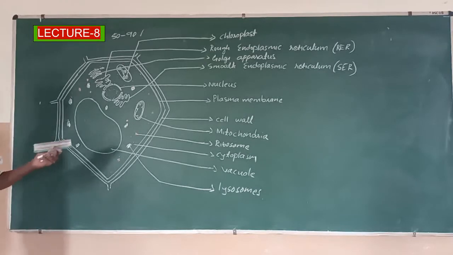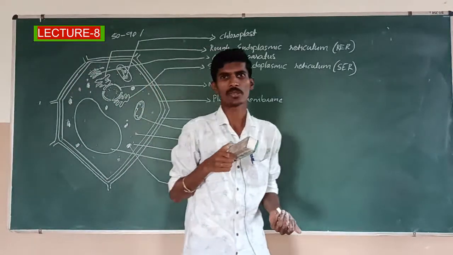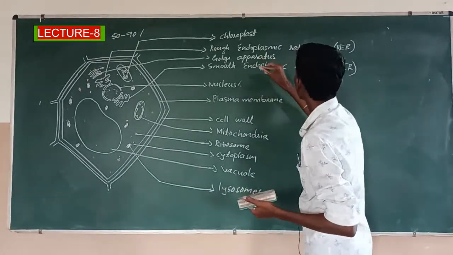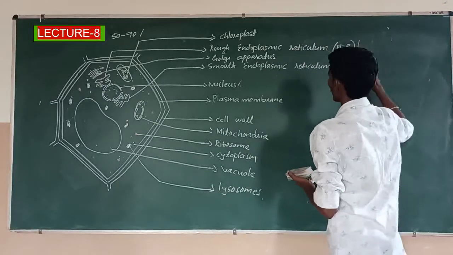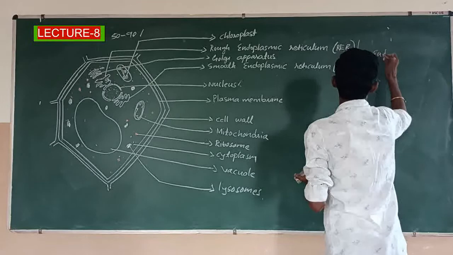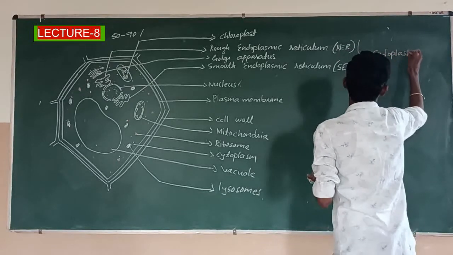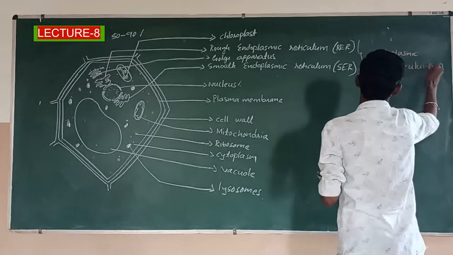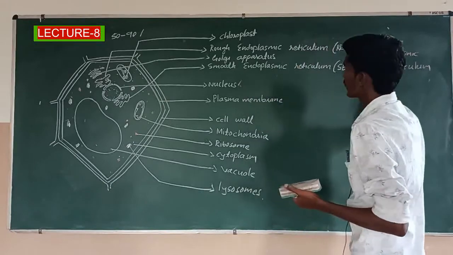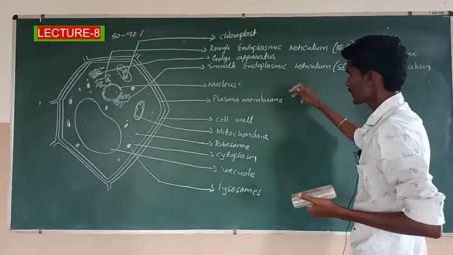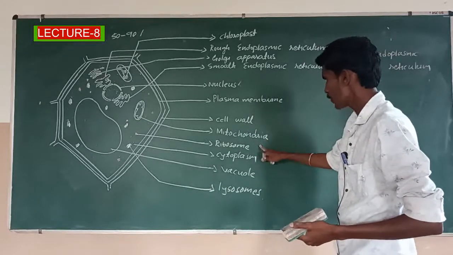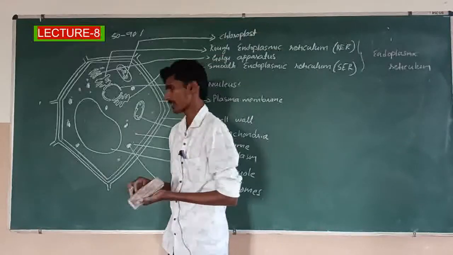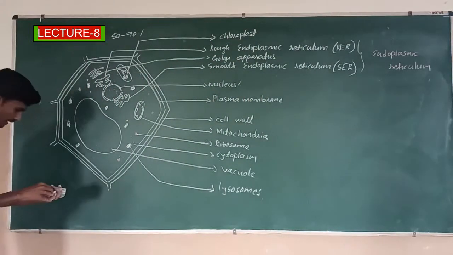And next, these are the plant cell's different cell organelles. Very important cell organelles. One is the nucleus, and SER and RER together are called the endoplasmic reticulum. This is nucleus, endoplasmic reticulum, chloroplast. Next are the mitochondria, ribosomes, vacuoles, lysosomes. These are the important cell organelles. This is the plant cell.